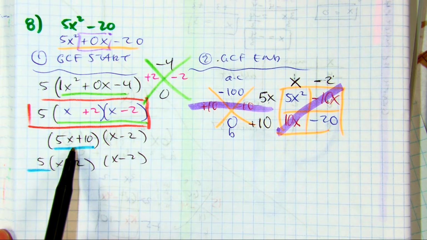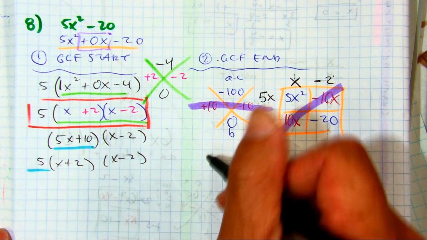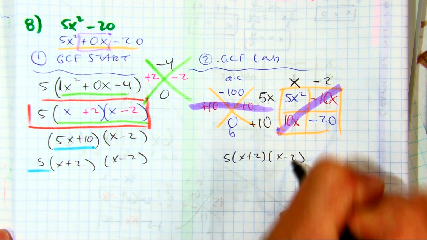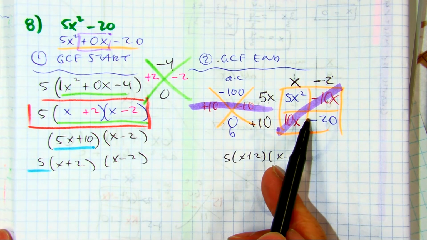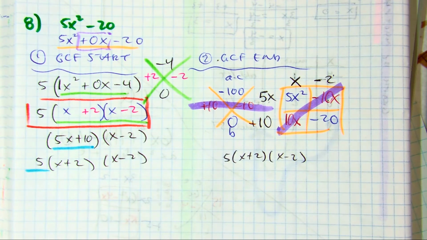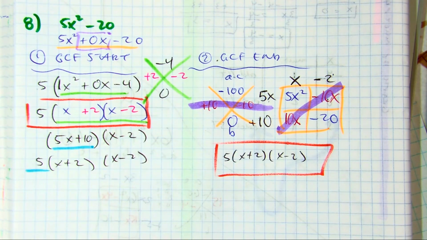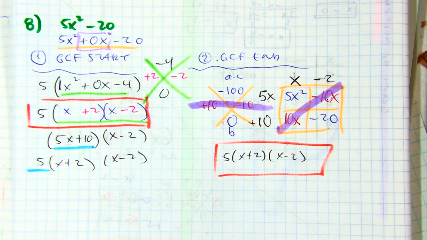Now, do you think it would have been easier to work with smaller numbers in this problem? Yeah, because if you think about it, I had to work with larger numbers, and I had to do the box. Does that make sense? So we still get the same answer, but it works. What's the moral of the lesson? Try to find the greatest common factor first.